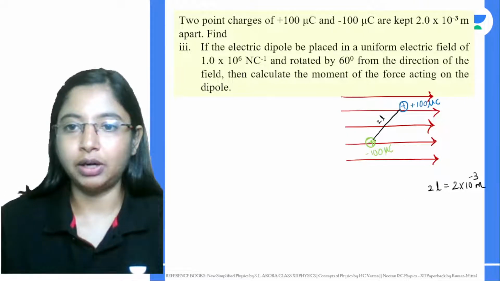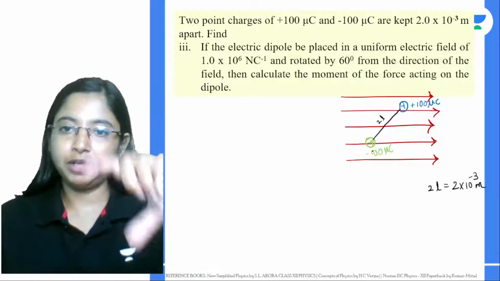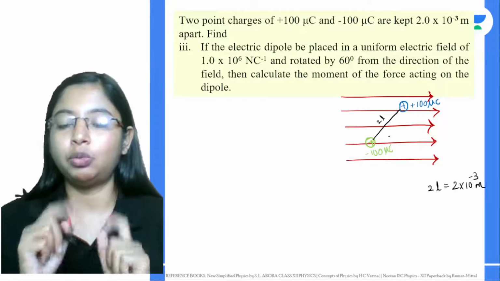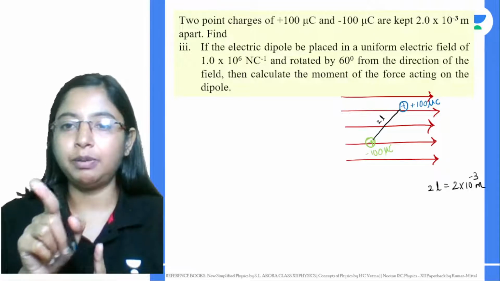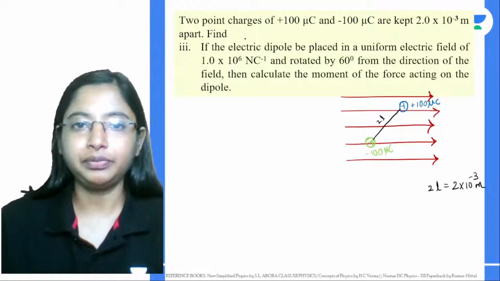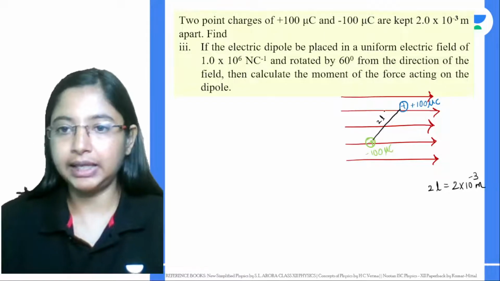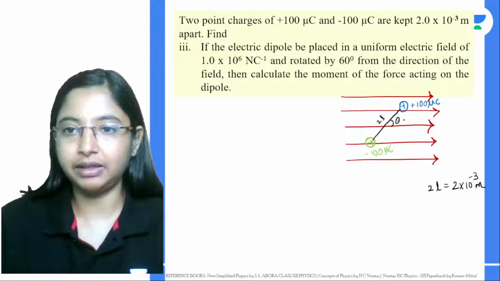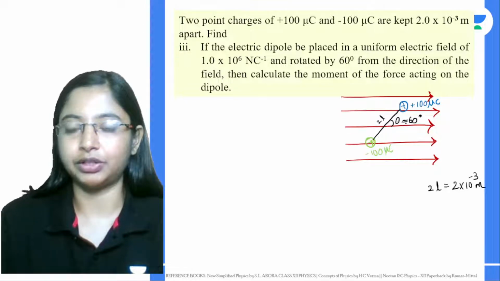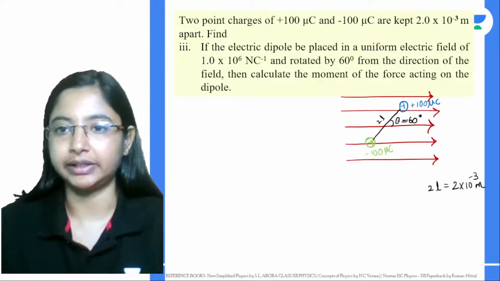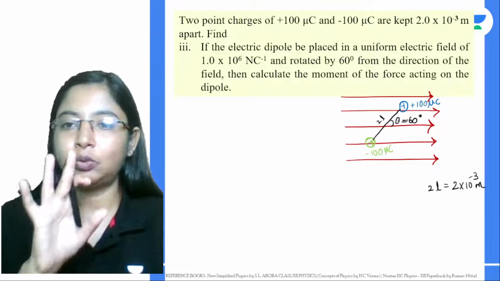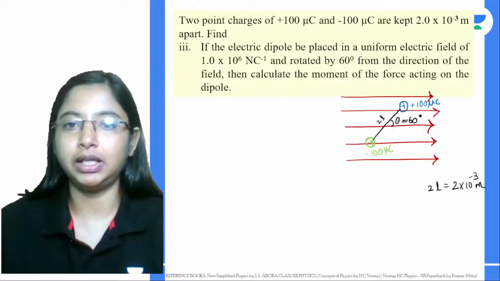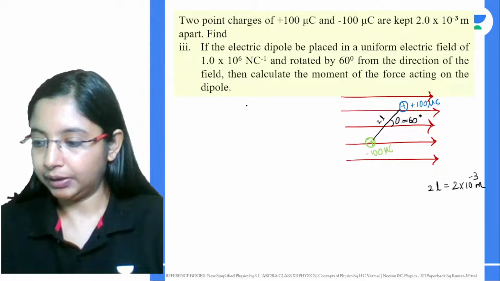Now when you keep this dipole in a uniform electric field, the dipole makes an angle with the field itself. That angle is theta, given as 60 degrees in the question. Knowing this, we first have to calculate the direction of the field, and then calculate the moment of force acting on the dipole.